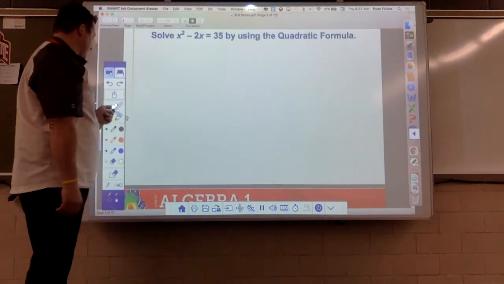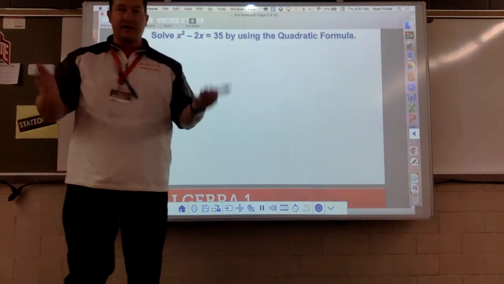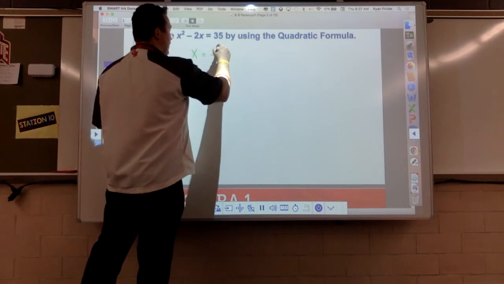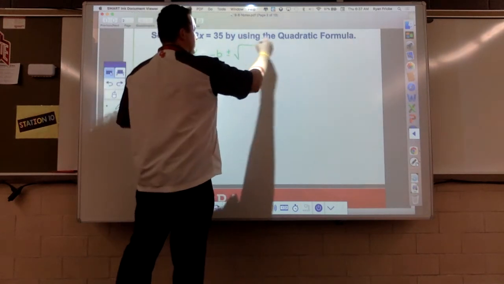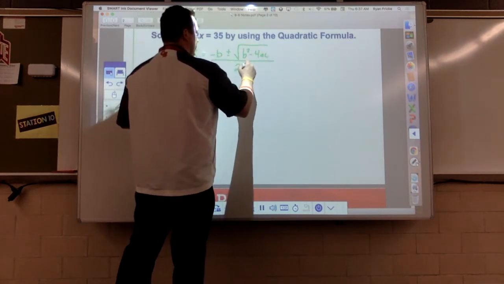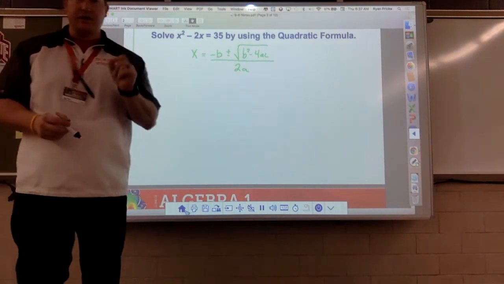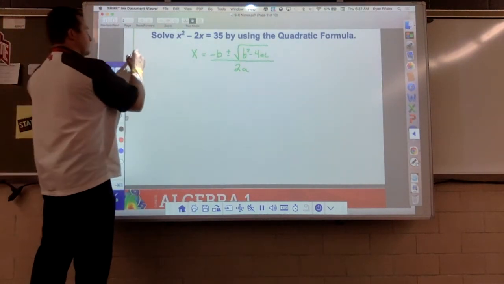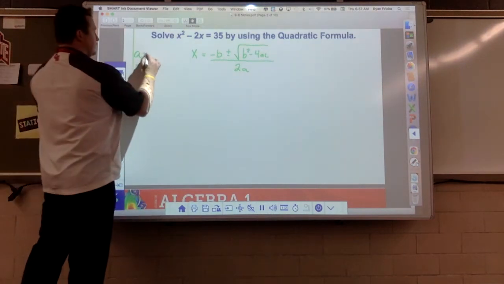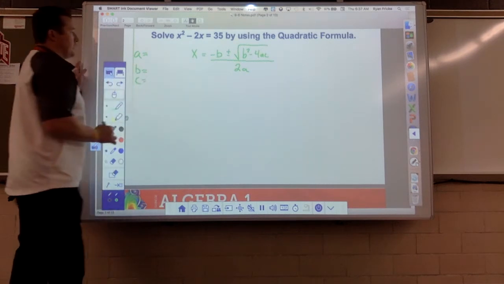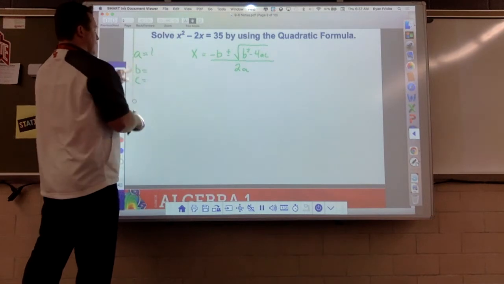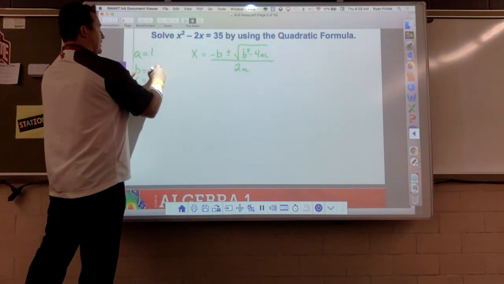As with anything, if you're going to use a formula, write it down. So here's what I would like to see: x equals the opposite of b plus or minus the square root of b squared minus 4ac, all over 2a. And then what I like to do over here is just say a, b, and c, and usually I'll put an equal sign. That way I can figure out what number is who. So what value should a be? Well, a is the coefficient here, 1. What about b? Be careful, watch your sign. That's a -2.